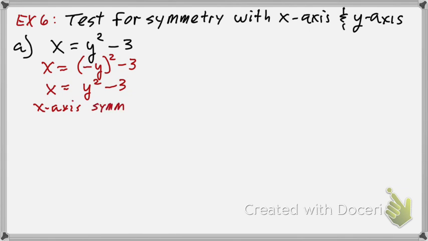Because I replaced all my y's with negative y's, and I got the same equation as what I started with. So, x-axis symmetry. Then we'll check for y-axis symmetry. So, what do I do? I replace the x's with negative x, leave everything else alone. Is that the same? Nope, it's not. So, no y-axis symmetry. So we're dealing with something that has x-axis symmetry but not y-axis symmetry. And if you think about it, then this picture makes sense.